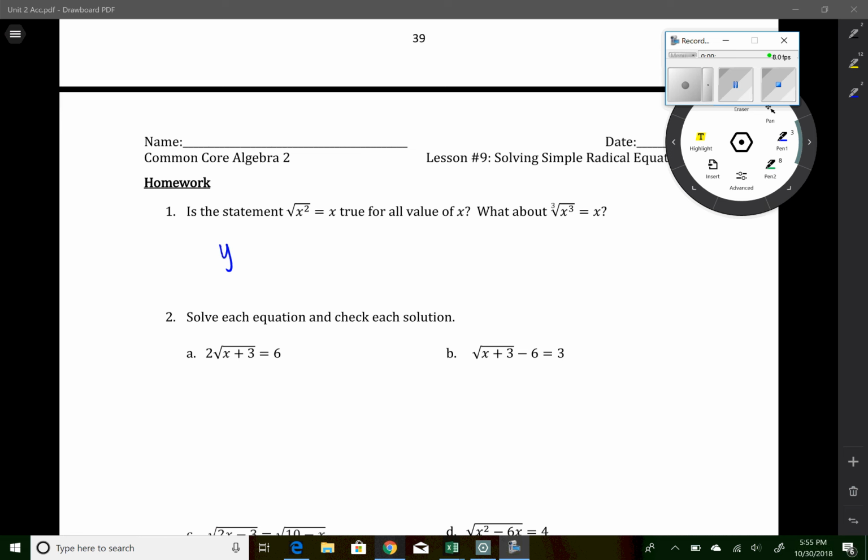For number 1, there are two equations that I want to see if you think are true for all values of x. And the answer for both of them is yes. The reason the answer is yes for both is that the square root and something squared are opposite operations. Same thing happens with cube roots and something cubed. So we could say yes because both show opposite operations.